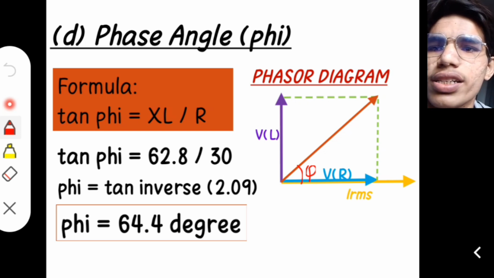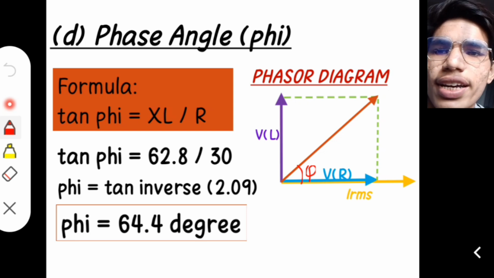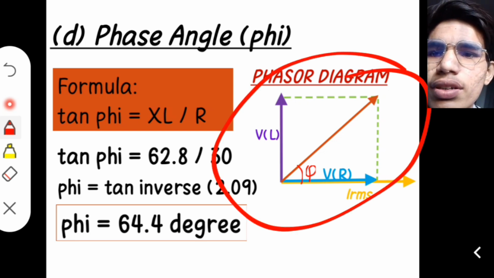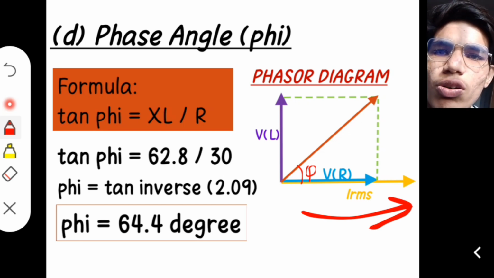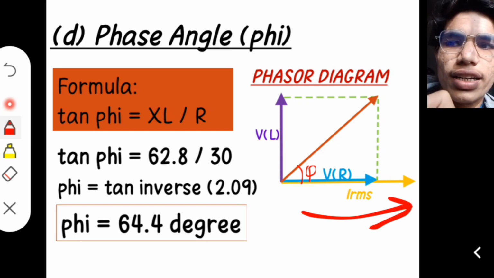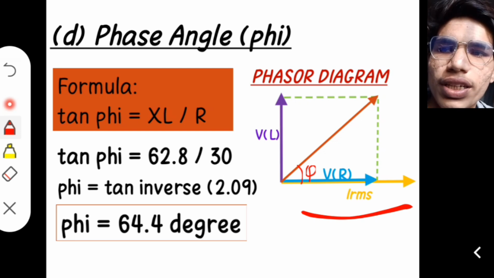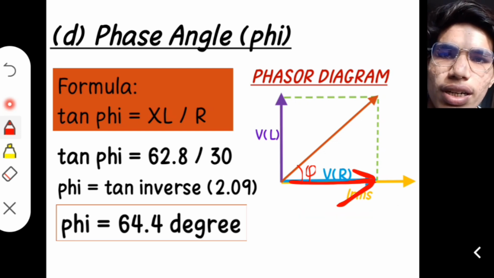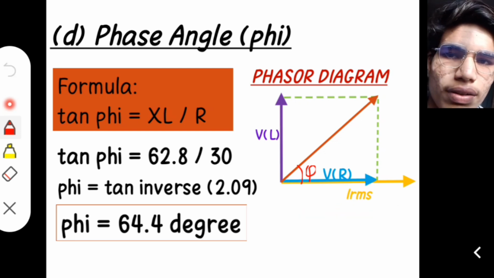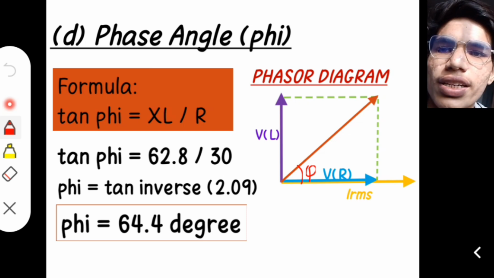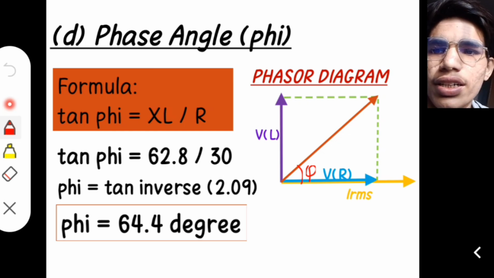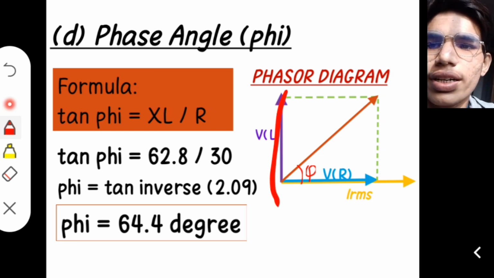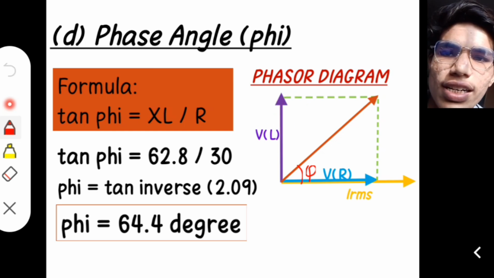So question number D is to calculate phase angle phi. For calculating phase angle, we have to draw a phasor diagram. So I draw here the phasor diagram, and I take the base as IRMS because IRMS is common in both the inductive circuit and the resistive circuit. So VR is at 0 degree with current, so I draw it parallel, and VL leads by 90 degree from the current in an inductive circuit. So I draw 90 degree in the positive direction because it leads.